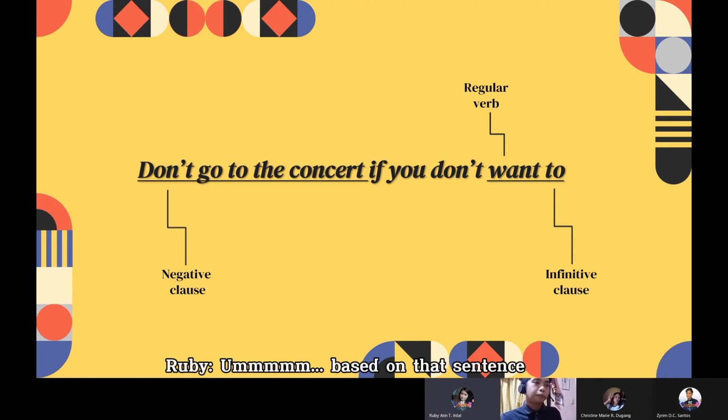Based on that sentence, it's a negative sentence because the word "don't" following the verb is a negative clause. Okay, very good, Miss Intal.